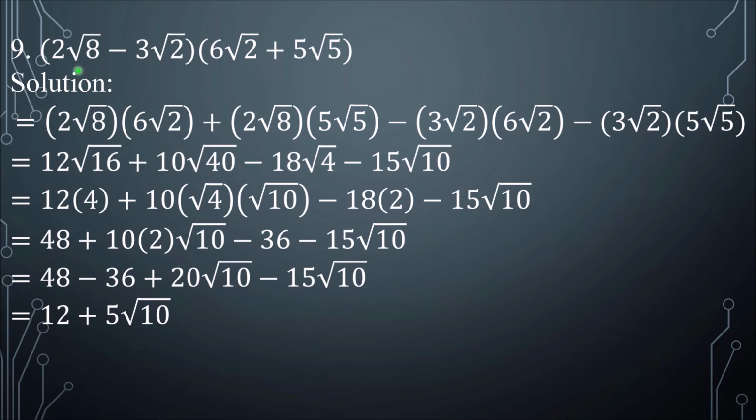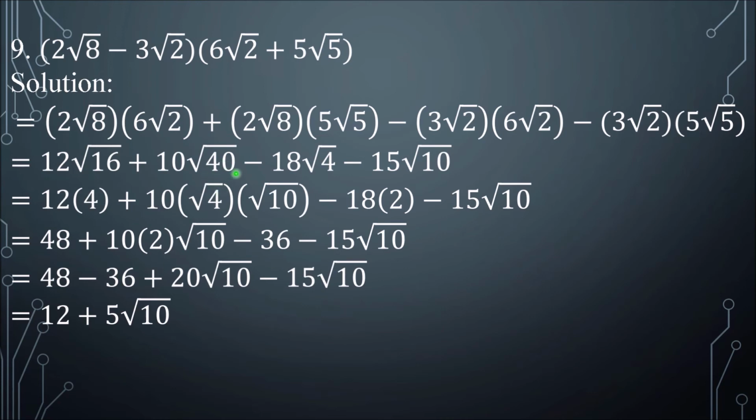Next, the outer, this one times this, so that's 2 times 5, 10, 8 times 5, 40. Inner, this one times this, that will be 3 times 6, 18, 2 times 2, 4. Last, this one times this, and that will be 3 times 5, 15, 2 times 5, 10. Now let's simplify. We know that square root of 16 is 4.